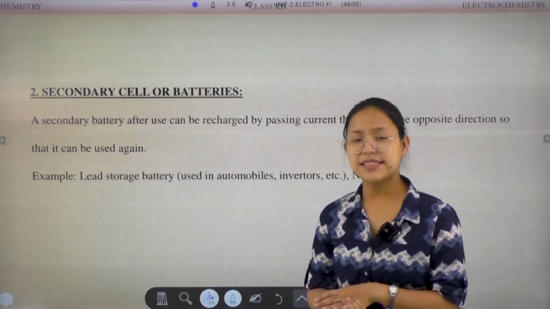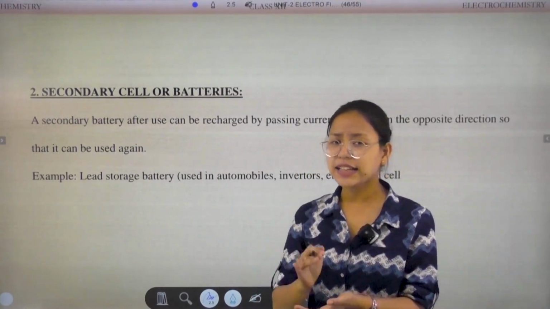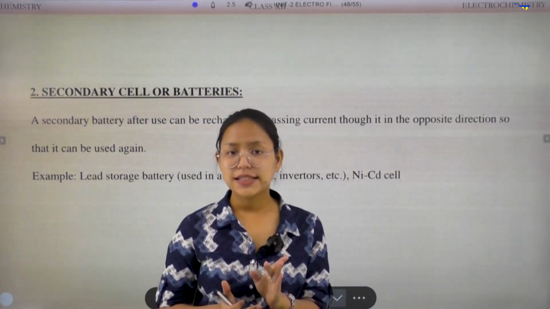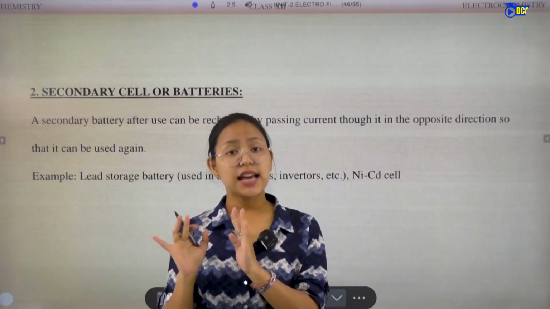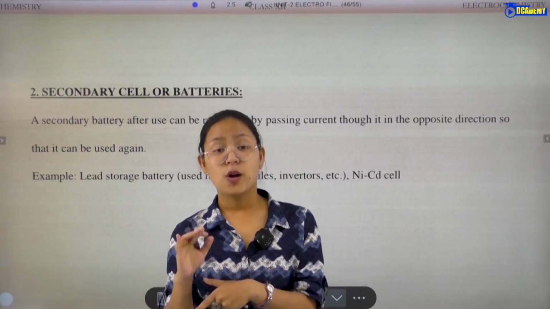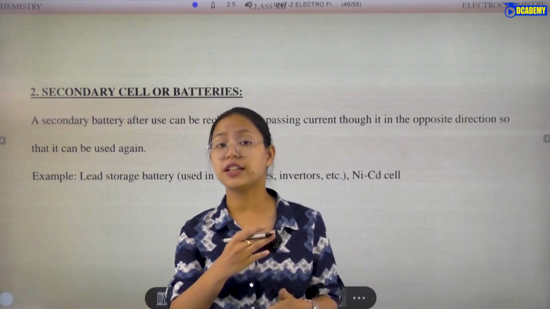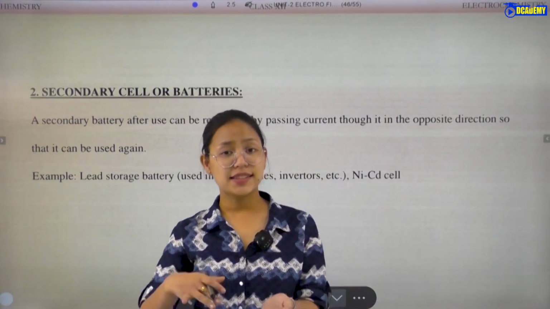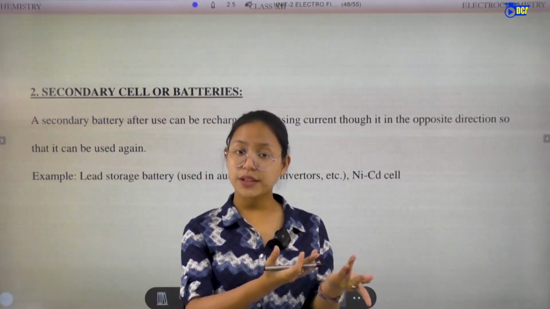What do you mean by secondary cell then? To differentiate, a primary cell is that type of battery or cell which cannot be reused after it is dead.